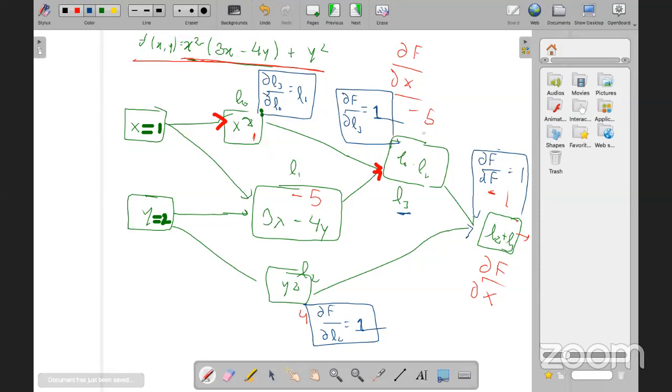So what is L1? L1 was -5, if I remember. Yes, L1 is negative. This is L0 times L1, so you get L1 here, but we also know the value of L1. It is -5, so we can directly write that it is also -5. This is okay.